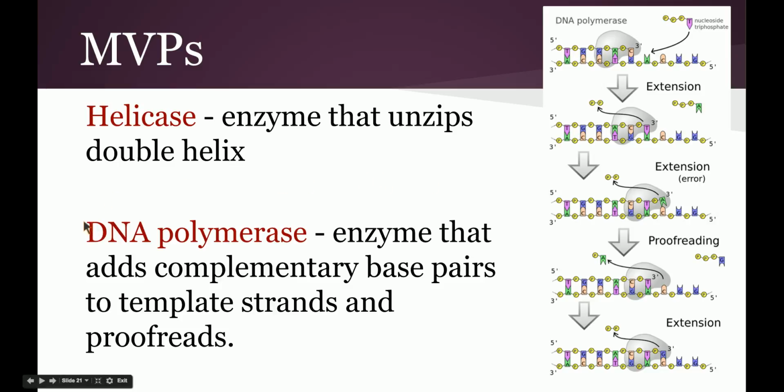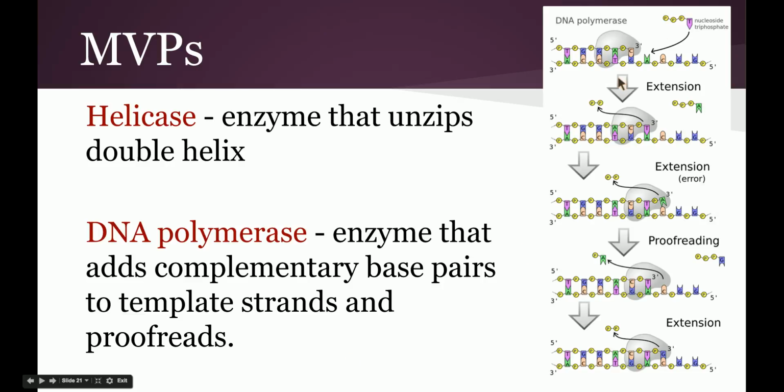The next one you need to know is DNA polymerase. Now, there is an RNA polymerase. When we talk about RNA, we'll get into that one as well. But polymerase is really the most important enzyme. It's the enzyme that adds complementary base pairs. So it's actually going to find what base pair belongs with the next one, and then it's going to add it to it. And it also proofreads.